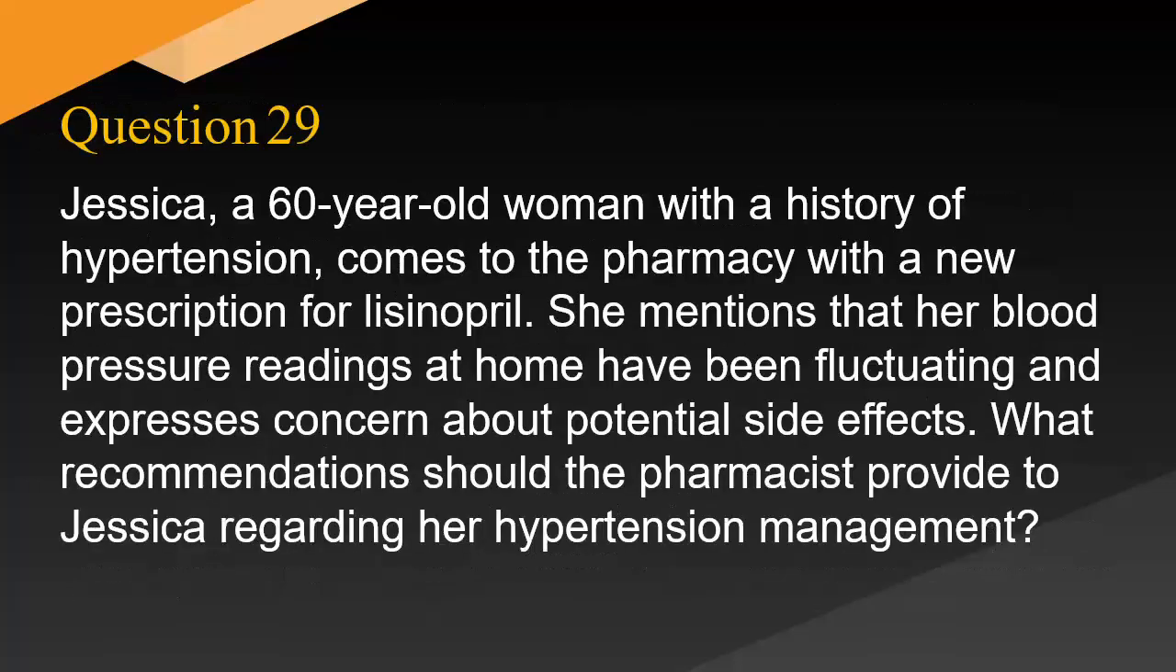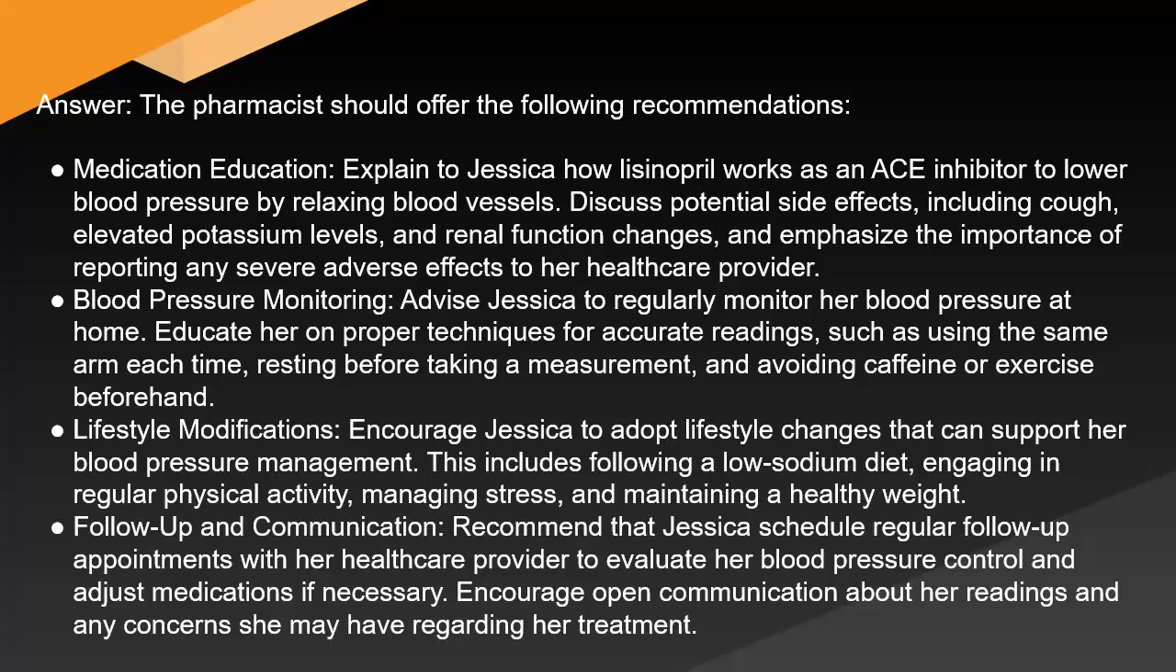Jessica, a 60-year-old woman with a history of hypertension, comes to the pharmacy with a new prescription for lisinopril. She mentions that her blood pressure readings at home have been fluctuating and expresses concern about potential side effects. What recommendations should the pharmacist provide to Jessica regarding her hypertension management? Answer: The pharmacist should offer the following recommendations. Medication education. Explain to Jessica how lisinopril works as an ACE inhibitor to lower blood pressure by relaxing blood vessels. Discuss potential side effects, including cough, elevated potassium levels, and renal function changes, and emphasize the importance of reporting any severe adverse effects to her healthcare provider.